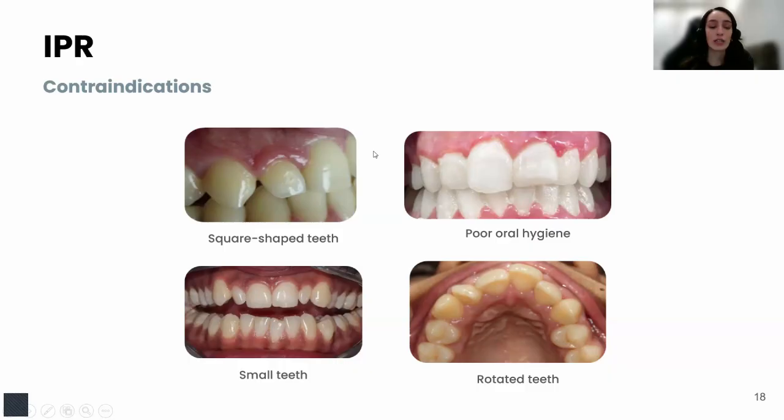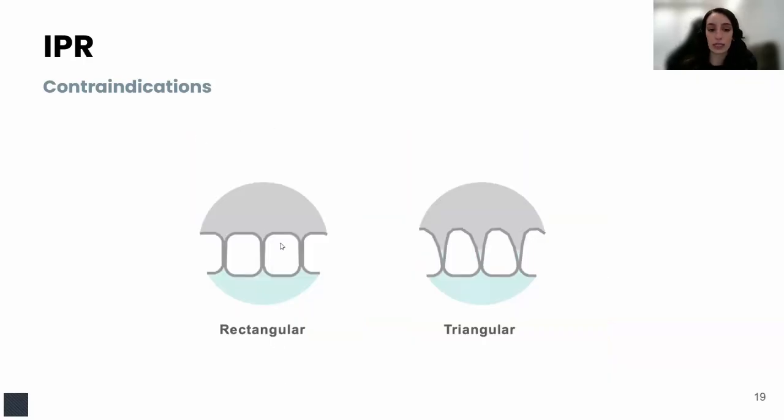Okay, so contraindications of IPR include square-shaped teeth, poor oral hygiene, small teeth, or rotated teeth. When we talk about square-shaped teeth, the main reason that IPR is contraindicated is because the surfaces are kind of flat. So if I perform IPR here, I will be removing a very big amount of the tooth structure. This is because it's a flat surface, so the amount of tooth structure I will be removing will be from the incisal edge up until the gingival part.